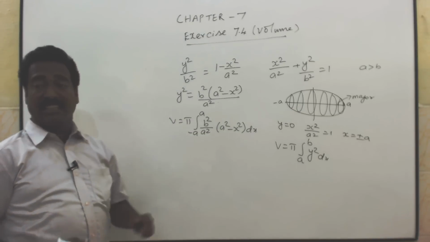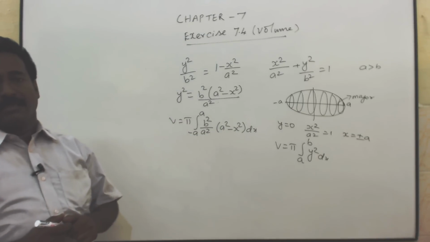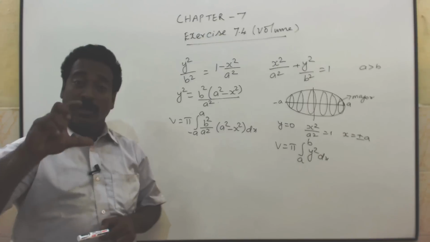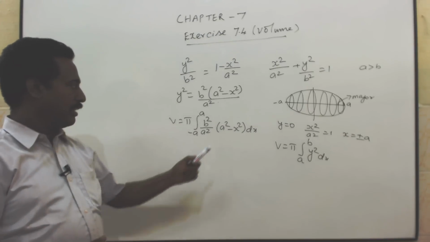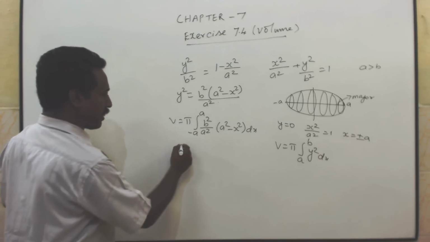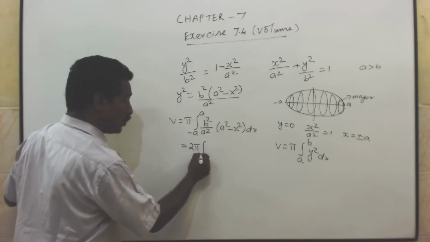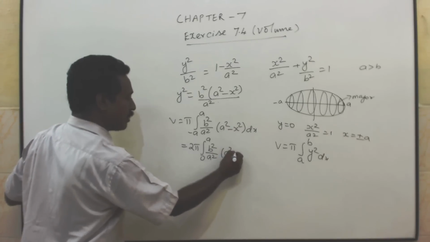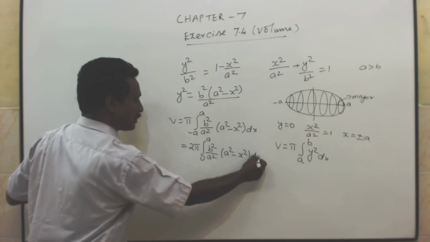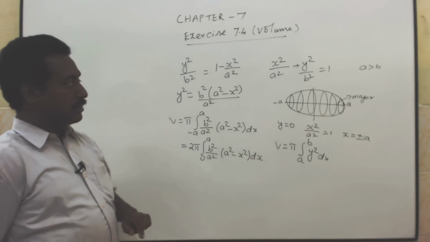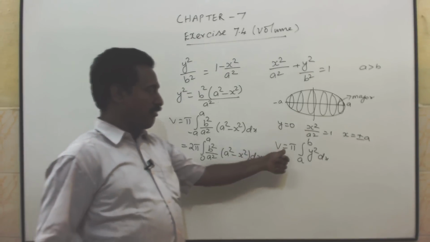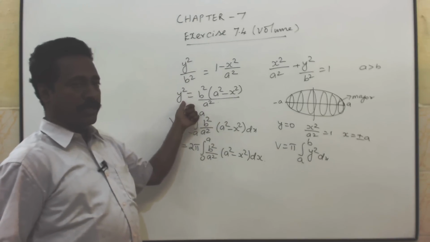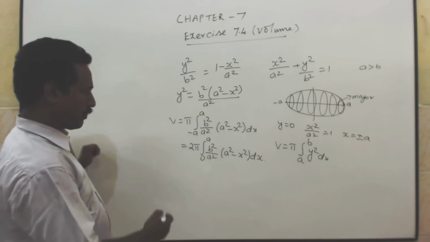If it is an even function, we already studied: integral minus a to a f of x dx equal to 2 into 0 to a. X square is even, that's why we can write 2 pi, 0 to a, b square by a square into a square minus x square dx. Suppose about the minor axis, the formula is pi c to d x square dy. Here we have to find out x square, then substitute.